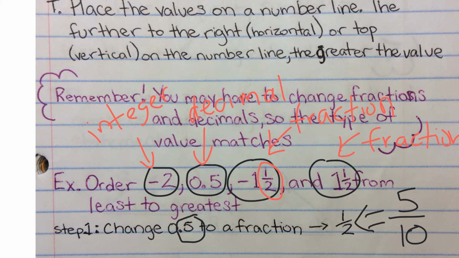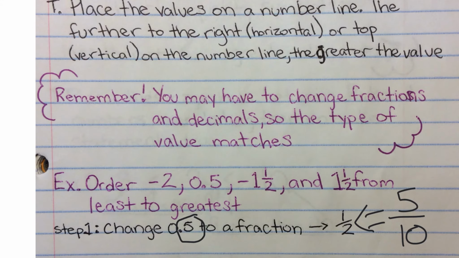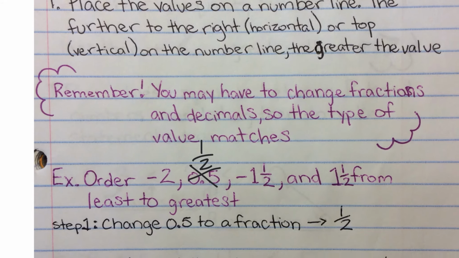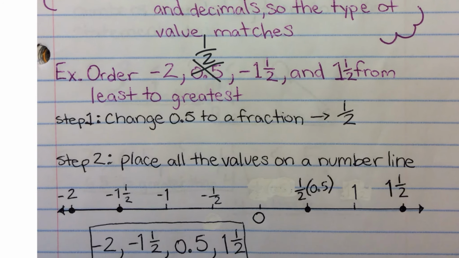All right. Now, I know there's a lot on there. I'm going to go ahead and get rid of a lot of it so that we can sort of see what we're doing. So, step 1, we change the decimal to a fraction so that they all match. If we were to rewrite this 0.5, we could cross it out and call it 1/2. And now we have -2, 1/2, -1.5, and then 1.5. Pretty simple, hopefully, at this point, to put it on a number line, which is step 2.